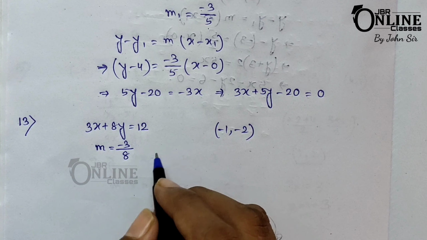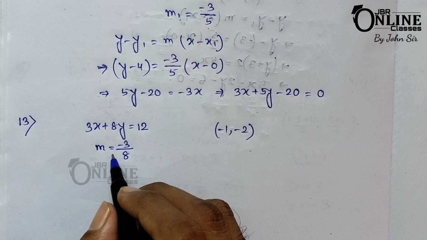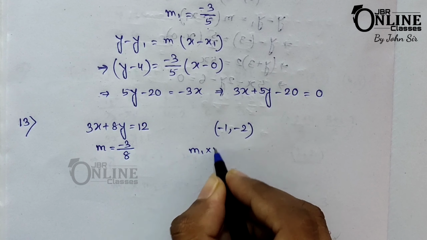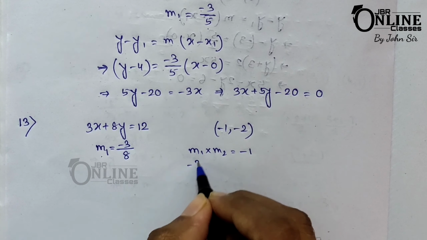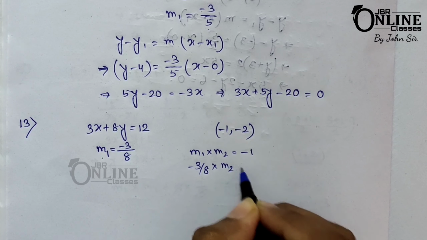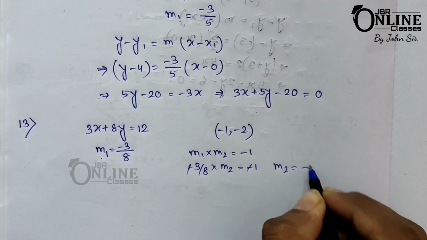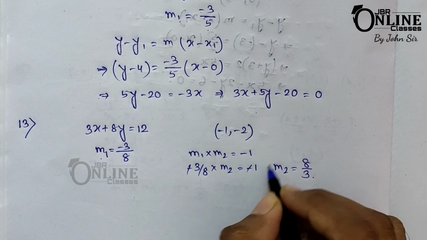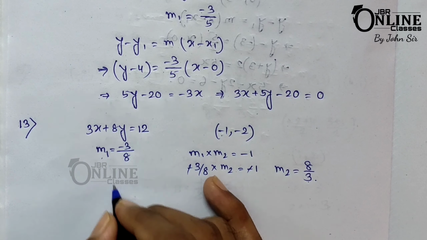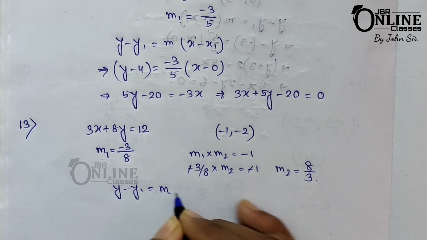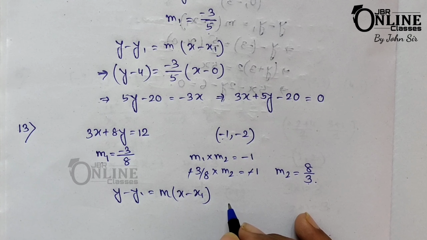If these two straight lines are perpendicular, then m1 into m2 equals minus 1. If m1 equals minus 3 by 8, then from that you can easily find the value of m2. So m2 equals 8 by 3. The slope of the second equation is 8 by 3 and it passes through minus 1, minus 2. So by y minus y1 equals m into x minus x1, you can easily find the equation.